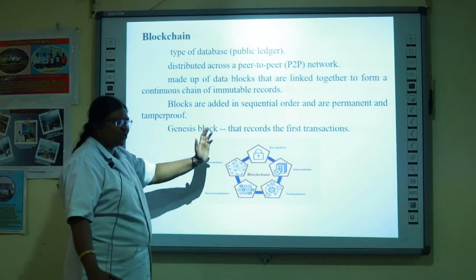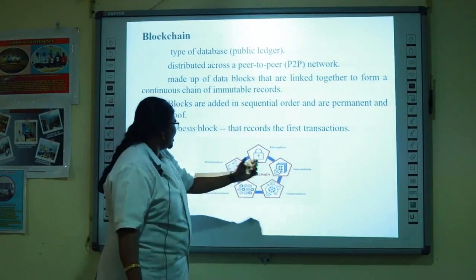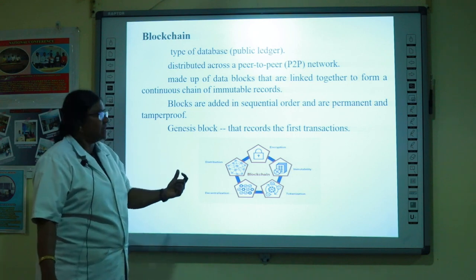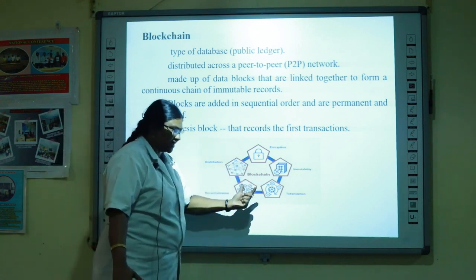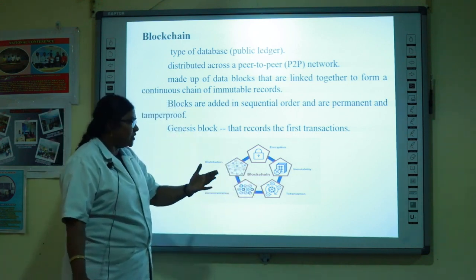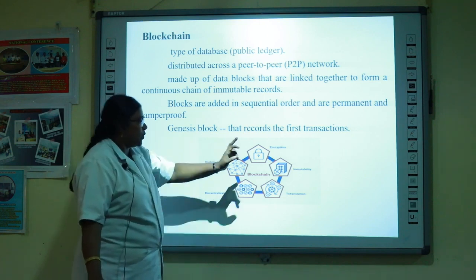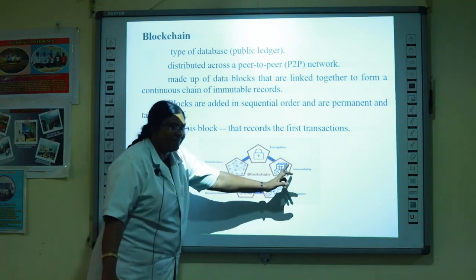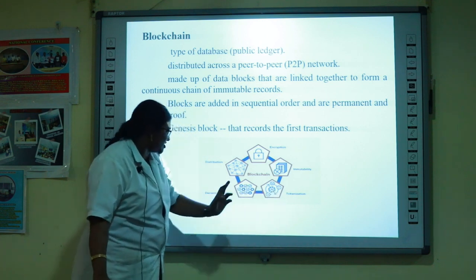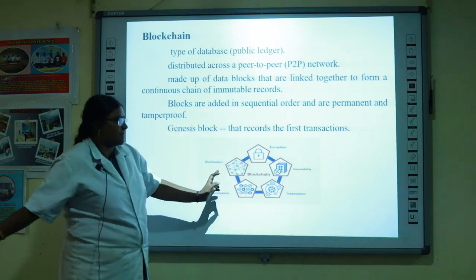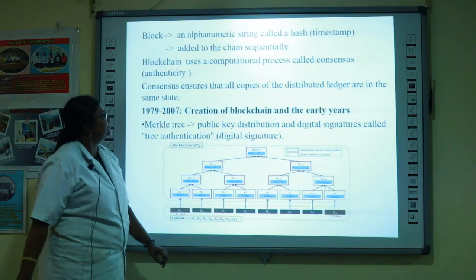And then the first record you create in the blockchain is called the Genesis block. So here is how the blockchain is created. It is done with 5 main criteria: encryption, immutability, tokenization, decentralization, and distribution.